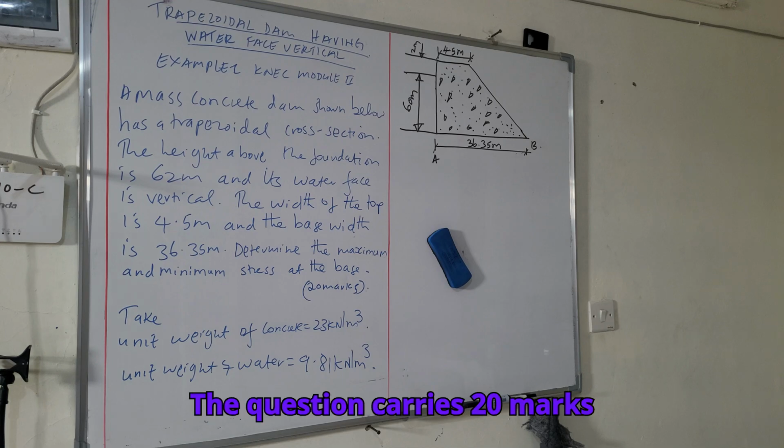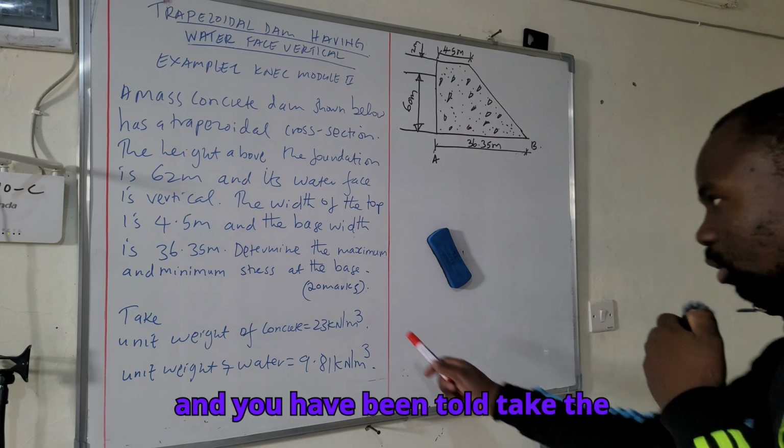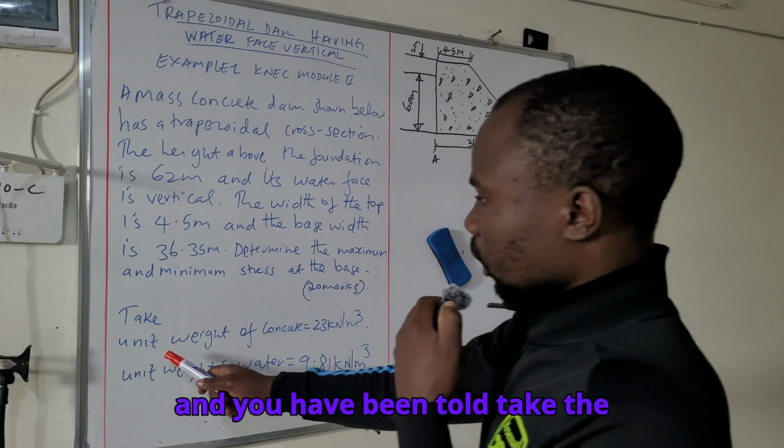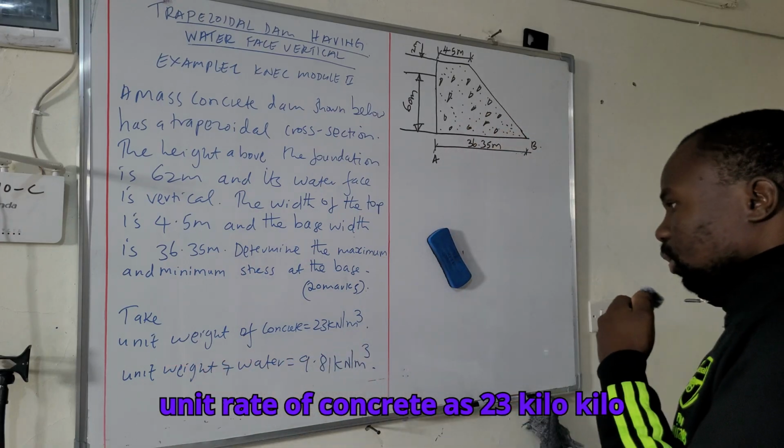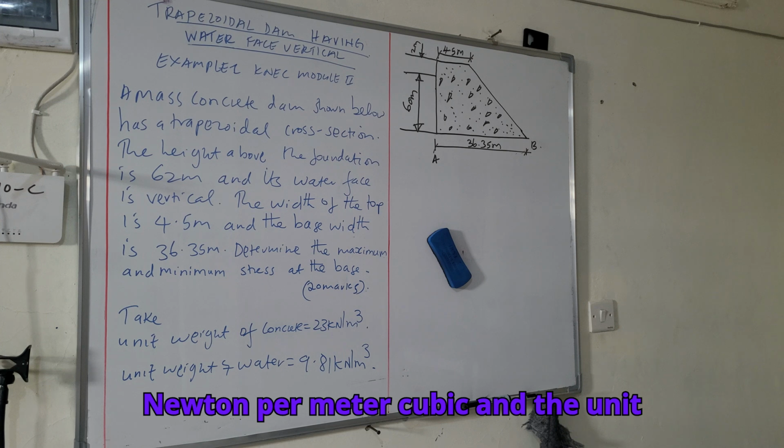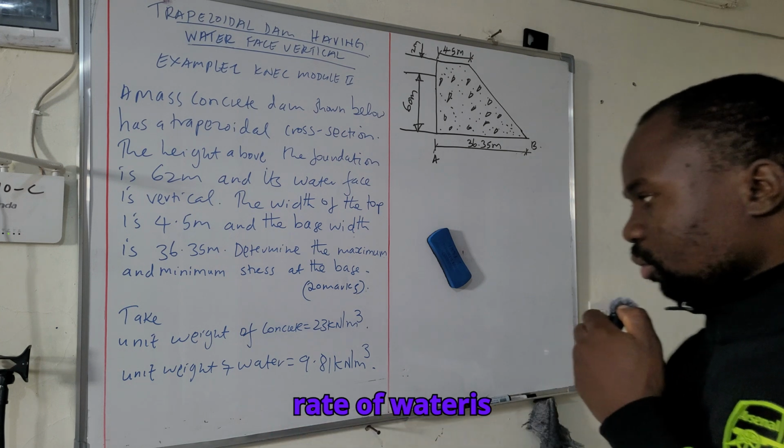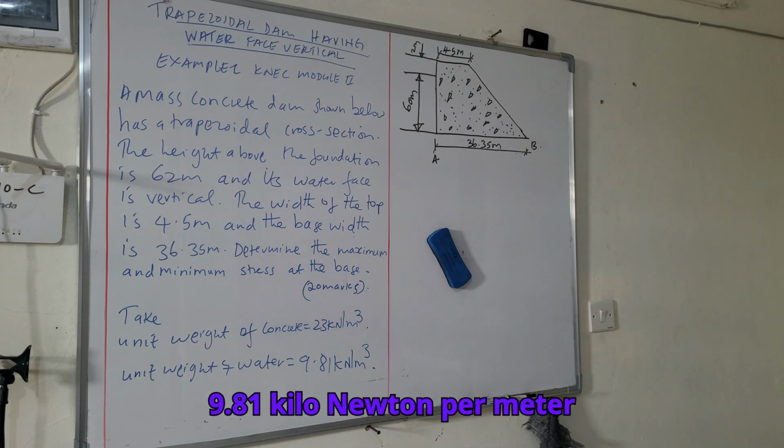The question carries 20 marks and you have been told to take the unit weight of concrete as 23 kilonewton per meter cubed and the unit weight of water as 9.81 kilonewton per meter cubed.